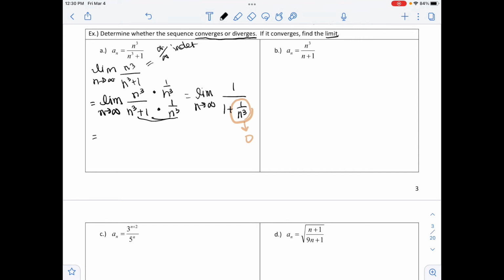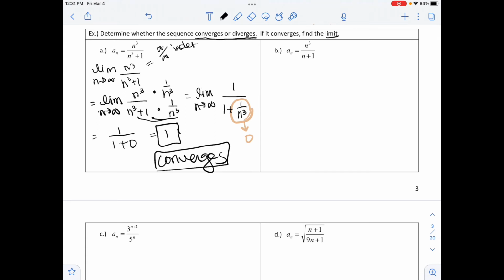And so this is going to equal, if we take the limit of each term individually, 1 over 1 plus 0. Again, in the numerator it's 1, and in the denominator I have a 1, and taking the limit of a constant is just equal to that constant. And so this simplifies to just 1, and so this converges to a value.